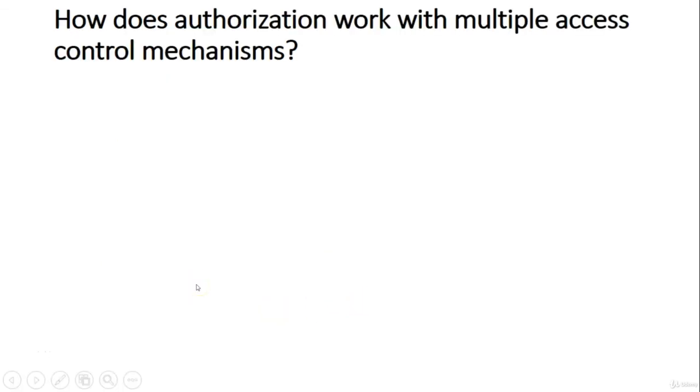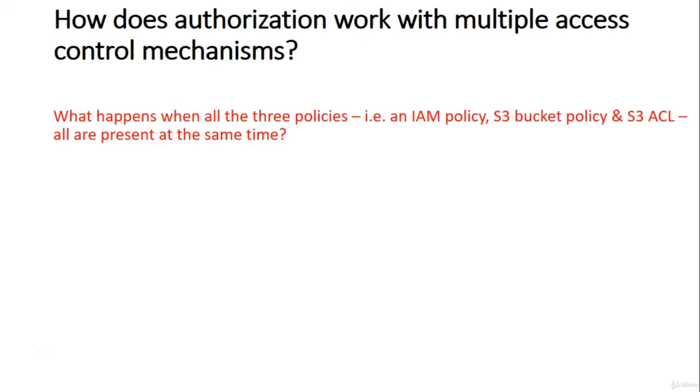How does authorization work with multiple access control mechanisms? This is a question. This sounds a bit complicated. Let me simplify this for you. What happens when all three kinds of policies, that is an IAM policy, S3 bucket policy and S3 ACL, are present at the same time?